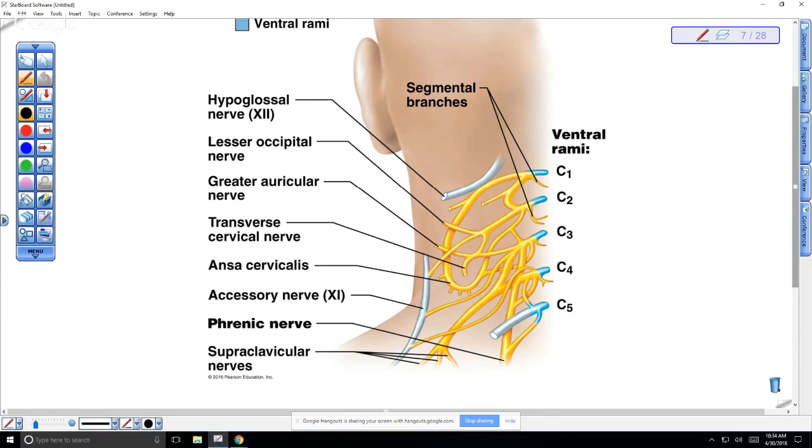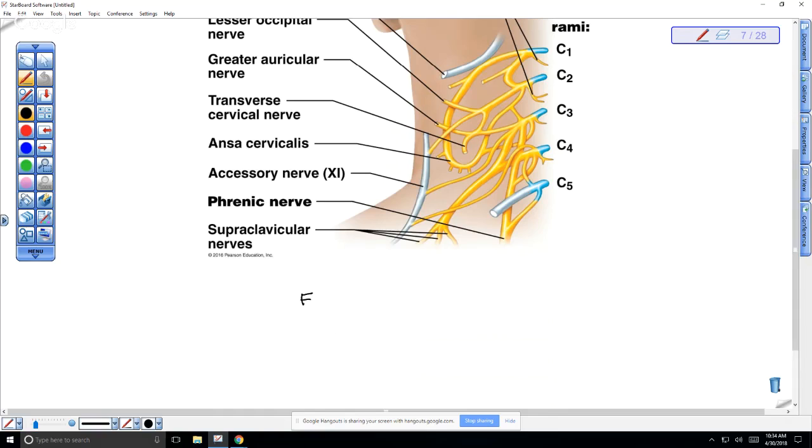So I'll just write that: each muscle receives axons from multiple spinal nerves. So damage to one spinal nerve is not going to completely paralyze the muscle.